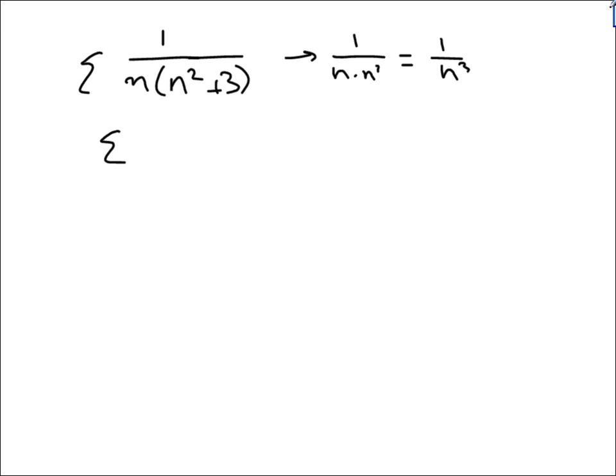The summation of 1 over n cubed, it's a p-series. When p is bigger than 1, we know it converges. So I use the limit comparison test. See, the thing that's going on is the bottom is n cubed plus 3n. And when you take the limits, you just look at the highest power. They're both going to be n cubed.